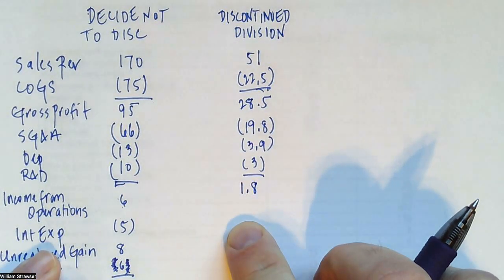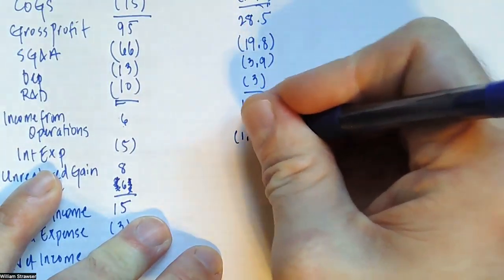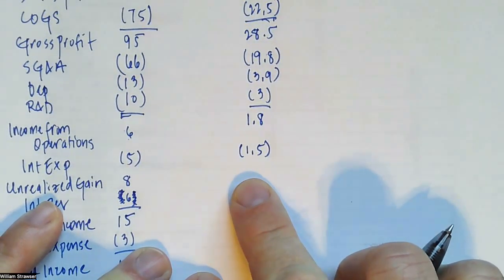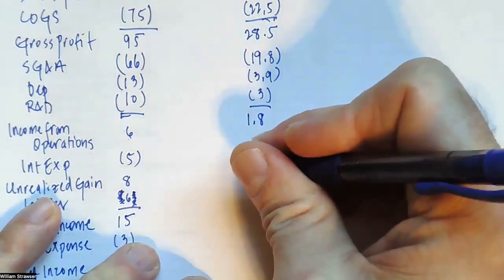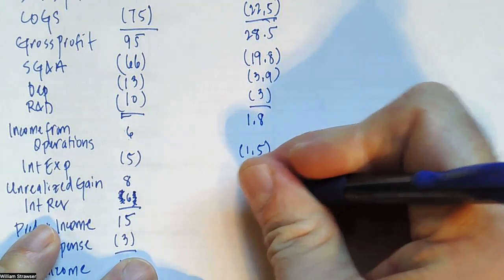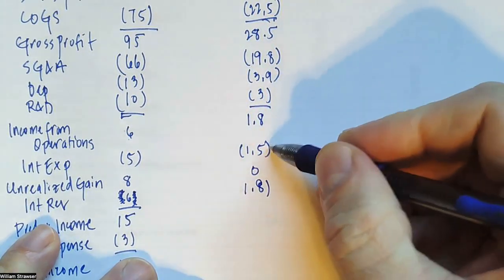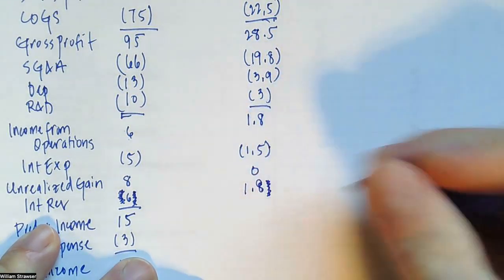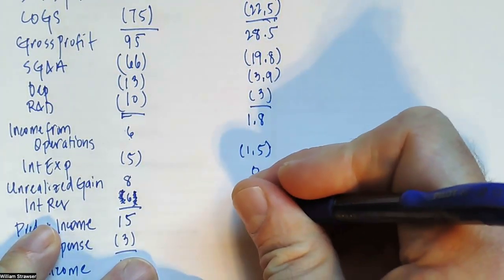Now we get into the non-operating items. Interest expense is 1.5. The unrealized gain, remember, is not a part of the discontinued division at all, not even 30%. It's just 0. The interest revenue is 1.8. So I take 1.8, subtract 1.5, and add 1.8. I almost try to subtract that again. Add 1.8 gives me 2.1.